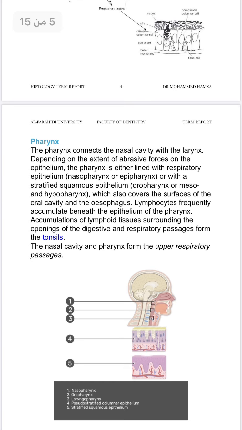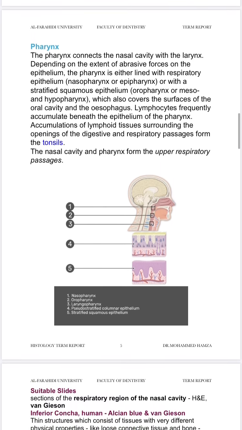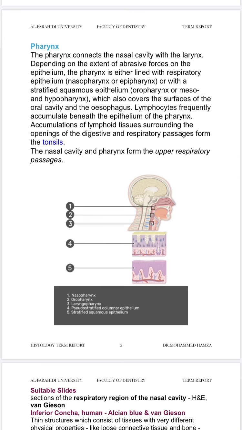Now we move to the pharynx. The pharynx connects the nasal cavity with the larynx, and its epithelium depends on the function of the region. The pharynx is either lined with respiratory epithelium in the nasopharynx, or with a stratified squamous epithelium in the oropharynx and the hypopharynx, which also covers the surface of the oral cavity.